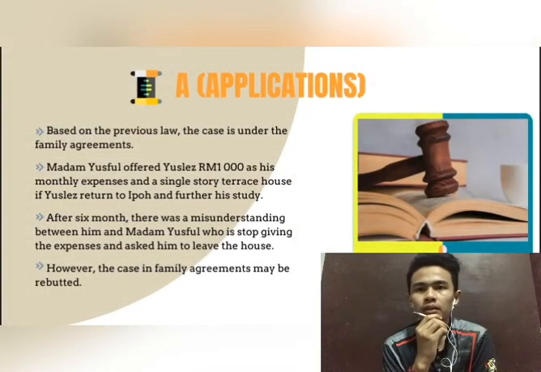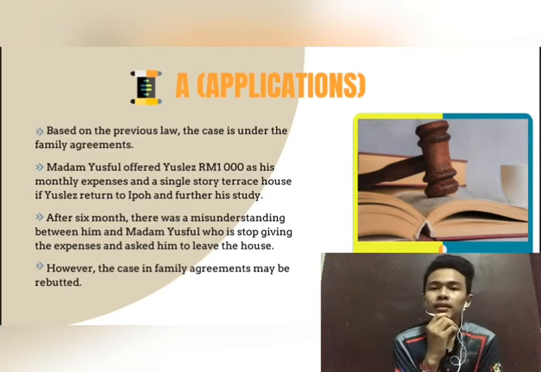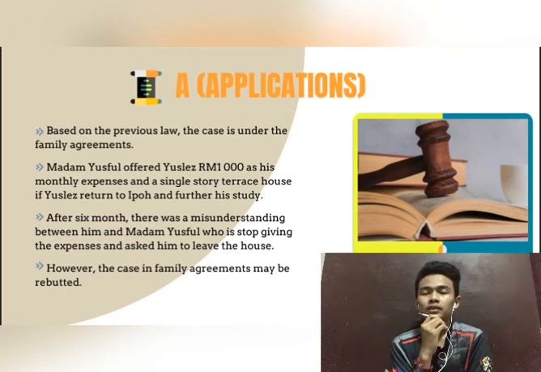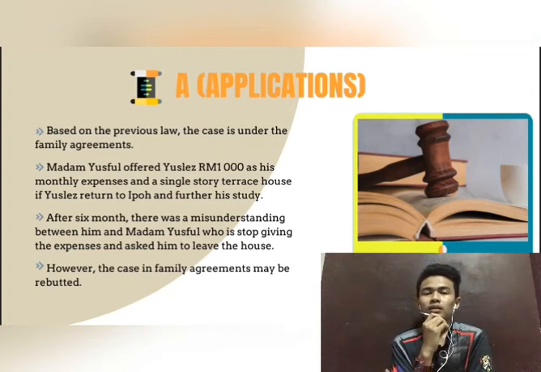Okay, so we proceed with the application of intention to create legal relations. Based on law, this is a family agreement. Why do we call it a family agreement? Because Madam Useful made the offer to her own son Useless. So Useless cannot take legal action against his mom because this is a family agreement. If Madam Useful cannot fulfill the agreement, Useless cannot take legal action against his mom. However, the case in a family agreement may be reviewed, so they can settle it between both parties.